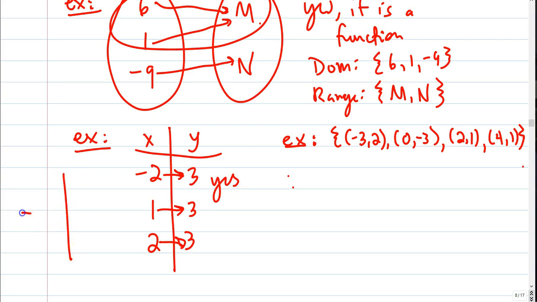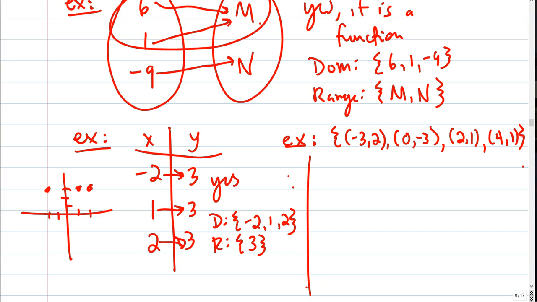See, and you're like, well, look, though, that negative 2 went to 3, that 1 went to 3, and that 2 went to 3. We are not worried about them lining up horizontally. This passes the vertical line test, then it is a function. Our domain here would be negative 2, 1, and 2. Our range would be the number 3.